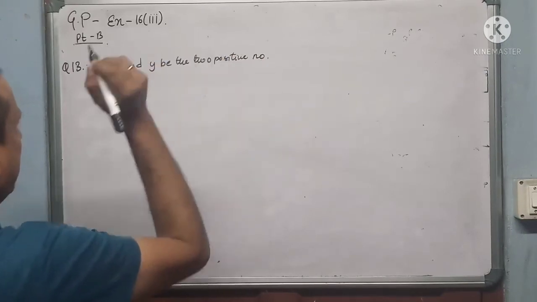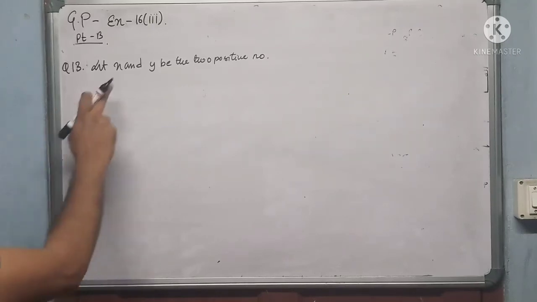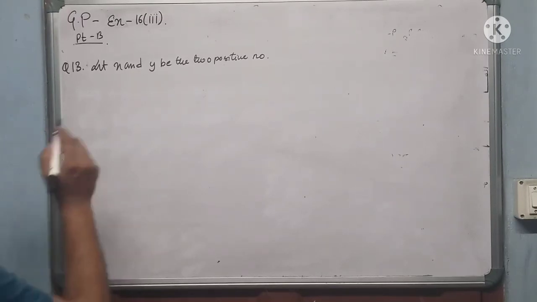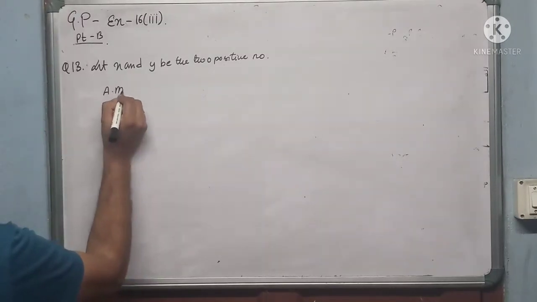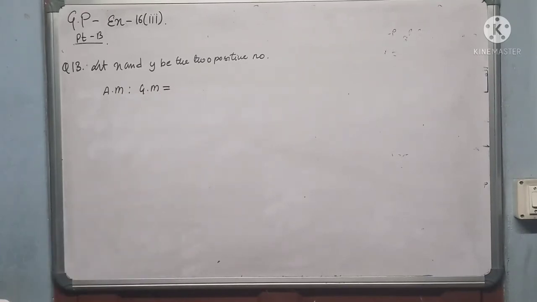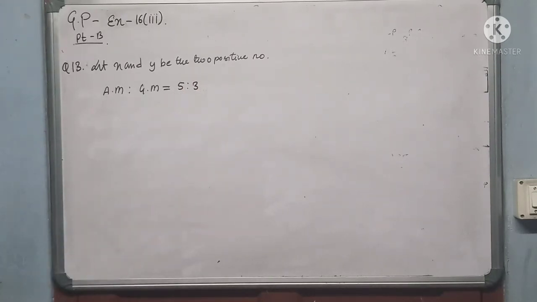It is given: find the ratio of the two positive numbers, which means you have to calculate the value of x is to y. Their arithmetic mean is to geometric mean is found to be 5:3. Find the ratio of the two numbers.